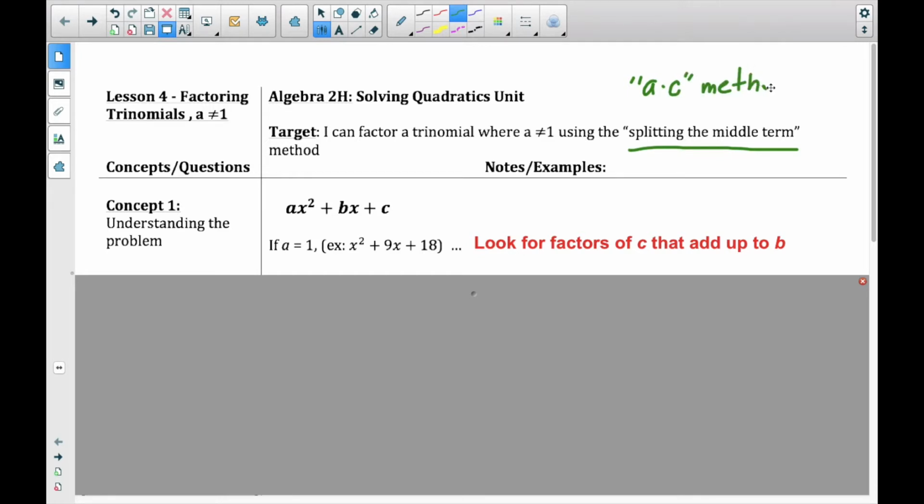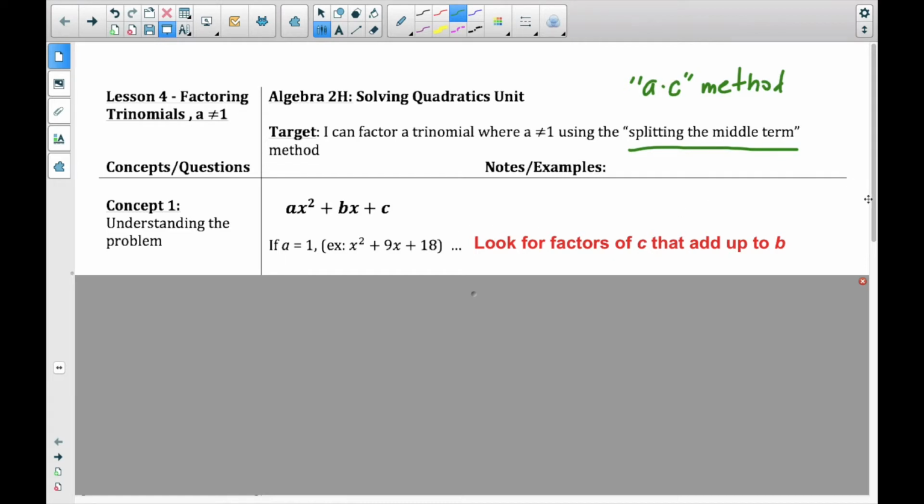So if this video is not helpful or you need another video, you can go to YouTube and search for AC method, factoring by the AC method, or factoring by splitting the middle term, and there are bunches of videos out there. So this is definitely not the only video that you can use. But let's go through a couple of examples together.